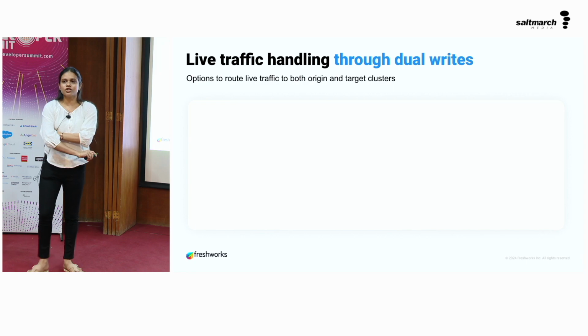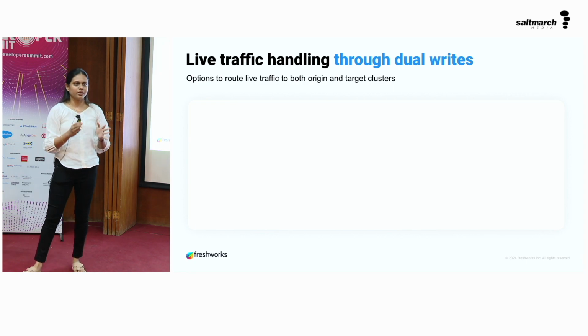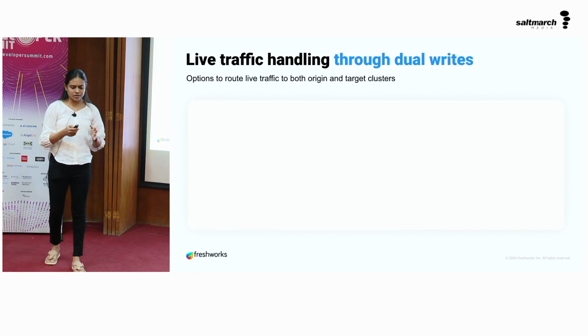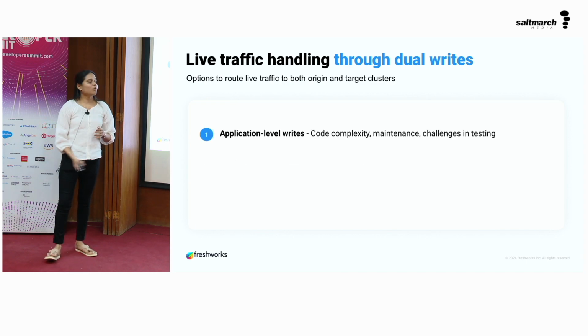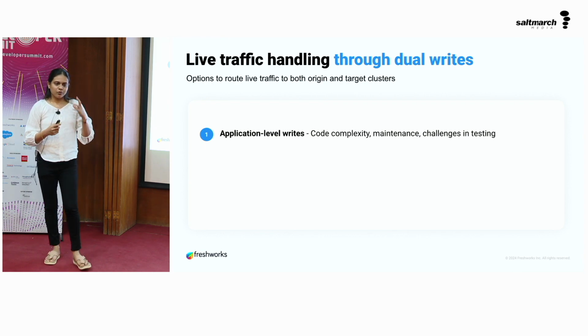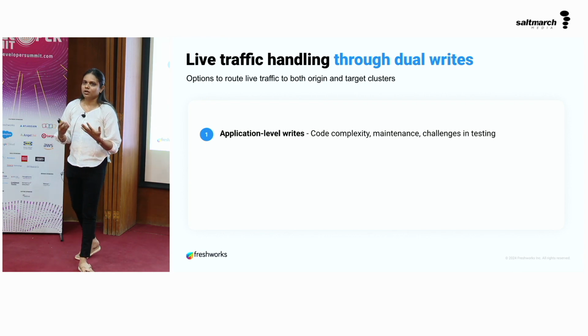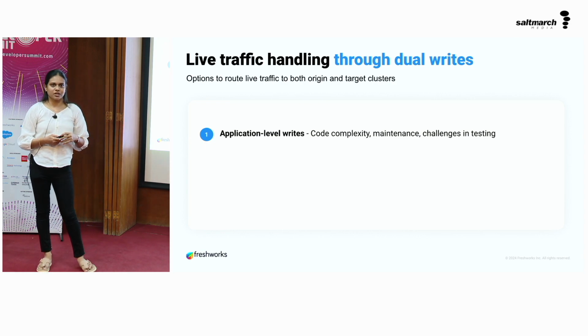So the first thing is dual writes, where you want to transmit the data to both the source and the target cluster. So the most obvious approach here is to modify the application to do the dual writes, right? But it can be very complex in terms of code, maintenance, and very time consuming. Importantly, the testing can be very tricky here.